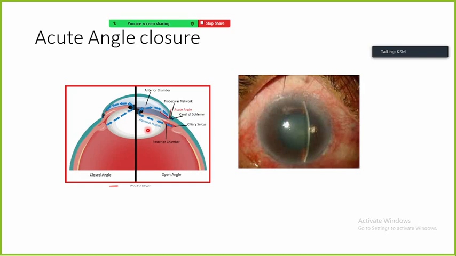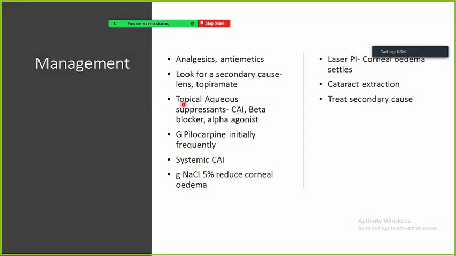Whereas with open angle glaucoma, very rarely will you come across pain, and generally they get caught with open angle glaucoma by screening, when they come for a regular eye checkup. Here it is much more symptomatic, especially the pain comes in the evenings when the pupil dilates a little bit and makes this angle much more congested.